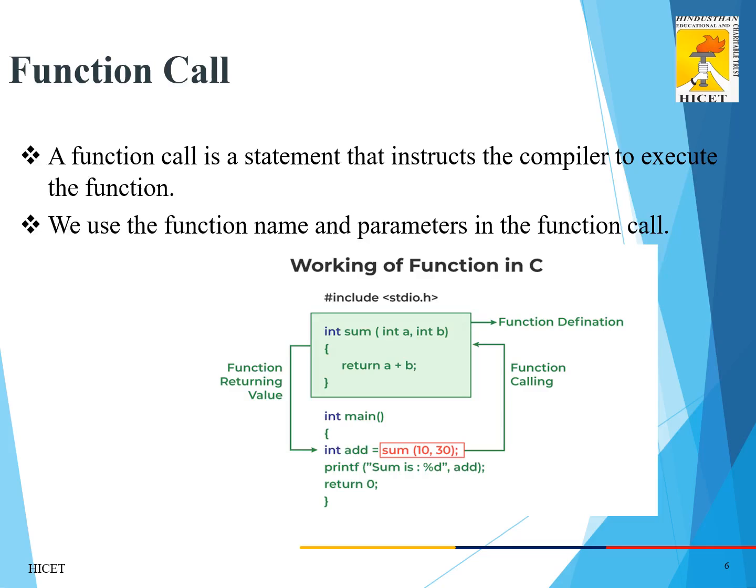So the line int add = sum(10, 30); stores the result 40 in the variable. Then we print using printf("sum is %d", add). This is how a function call works. It connects the main program with a reusable block of code.